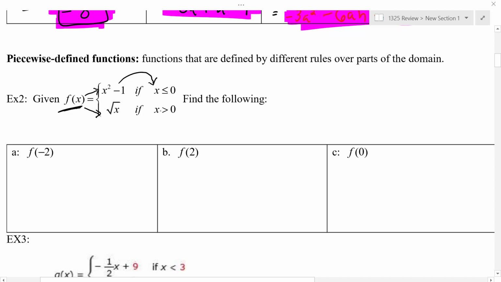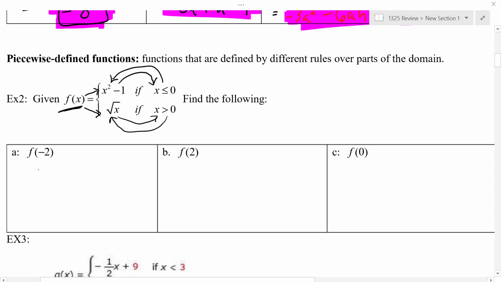So there are restrictions placed on x or the domain that tell me when I am allowed to use that particular equation or that particular rule. So the bottom equation, square root of x, is only allowed to be used if x is strictly greater than 0. If x is greater than 0, then that tells me to use the bottom equation for that x value.